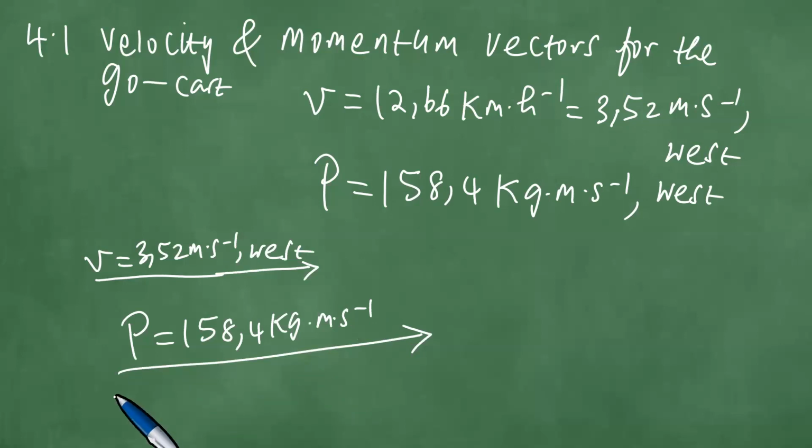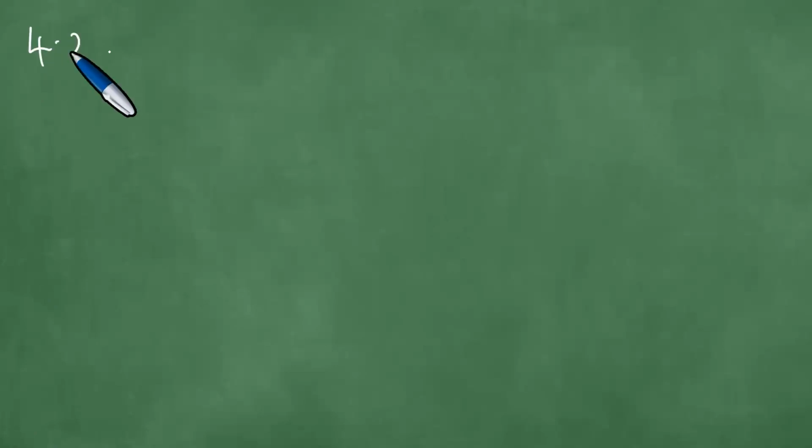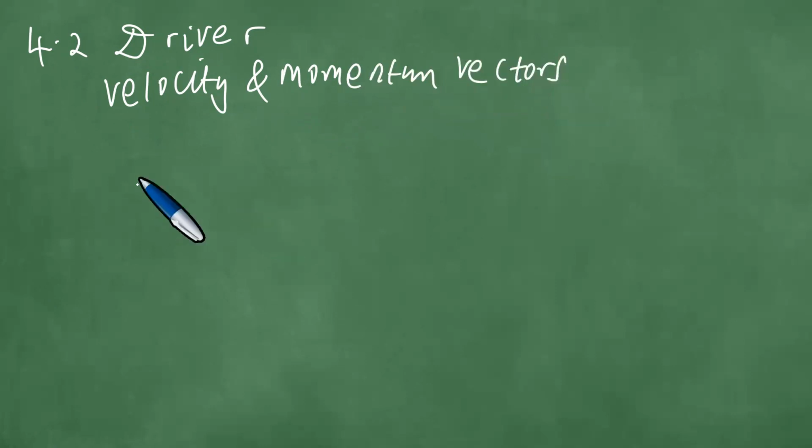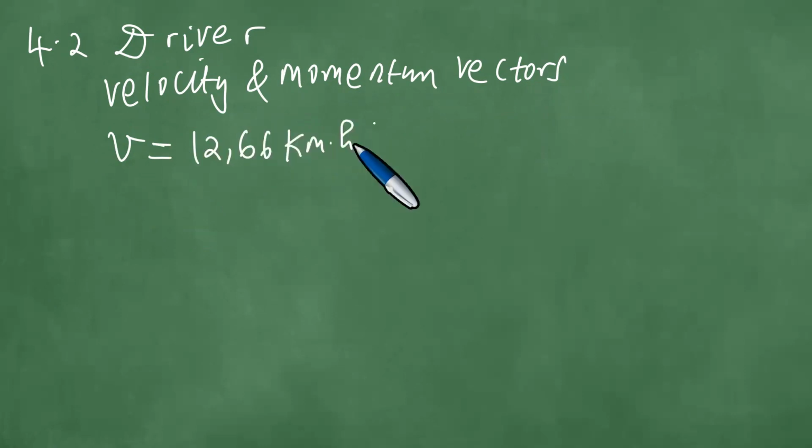And then now we need to look at 4.2, of the driver. We're looking for the velocity and momentum vectors. Okay, now at this point, you need to remember the velocity. It is exactly what we got before: 12.66 kilometers per hour, 3.52 meters per second west.